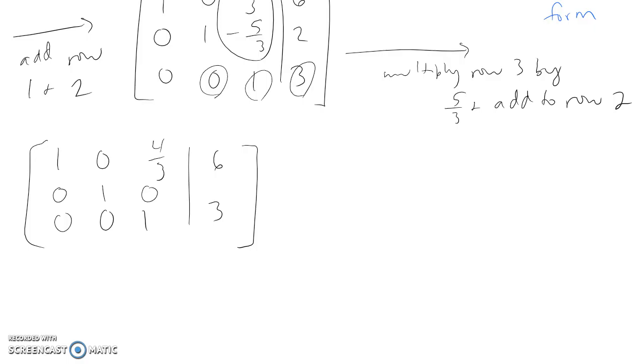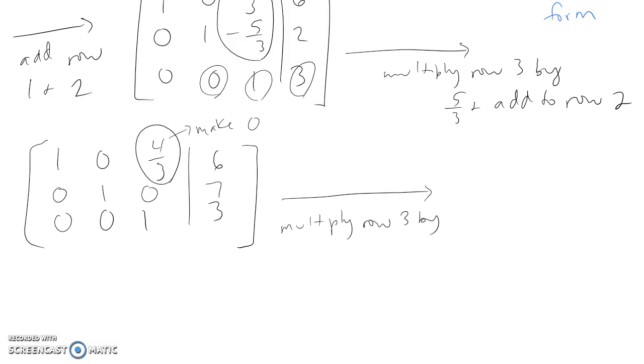And if I add 5 to 2, we get 7. Okay, very last step. We're going to get rid of the 4/3, make it a 0. We're going to do almost exactly the same thing as we did just now. We're going to multiply row 3 by a negative 4/3 and add to row 1, to get the new row 1.